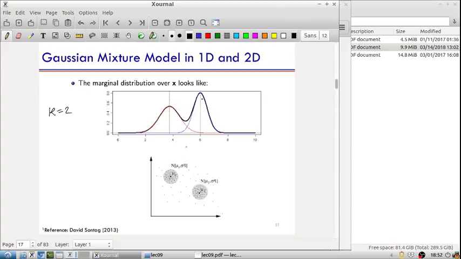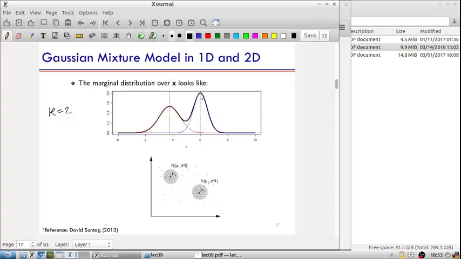Once I say it's a mixture of two Gaussians, I've completely specified the joint distribution: with some probability I'll pick one of the Gaussians, and once I pick that Gaussian, I'm going to sample from it. So you need to estimate the mean and variance of the red one, the mean and variance of the blue one, and also the proportion with which you're going to pick from the red or from the blue. Those are the parameters of the model.